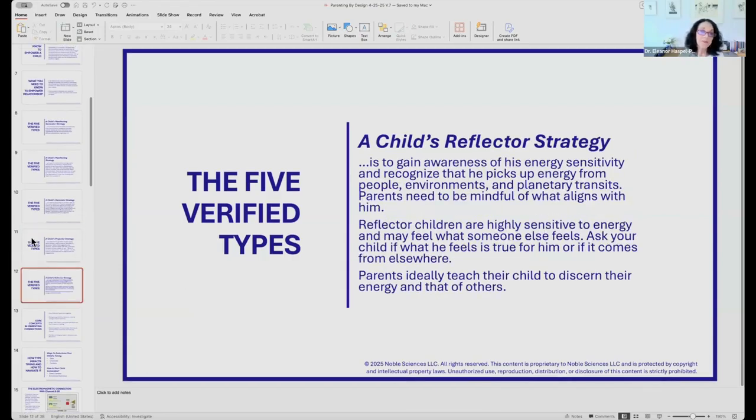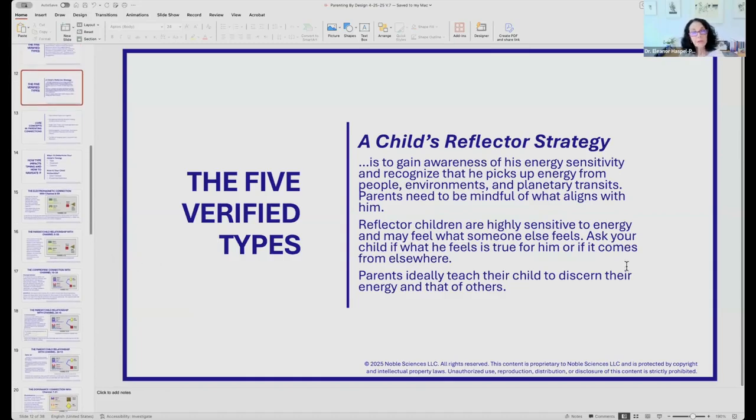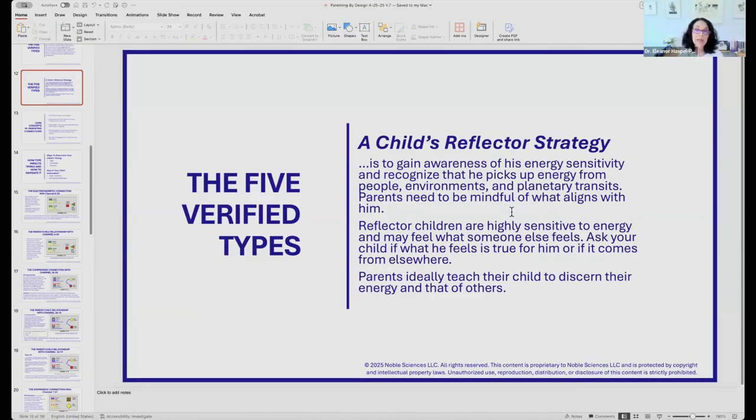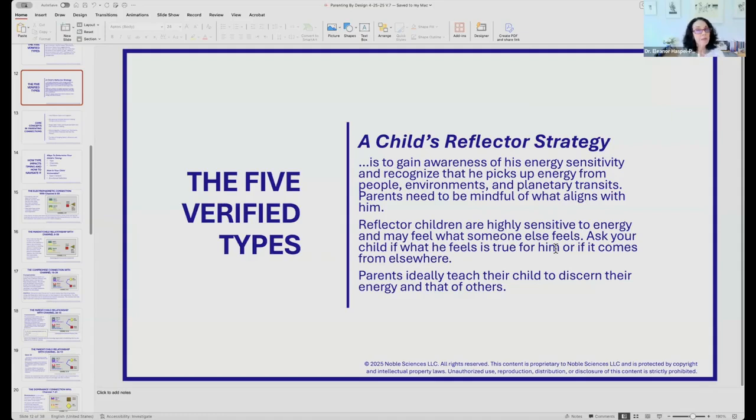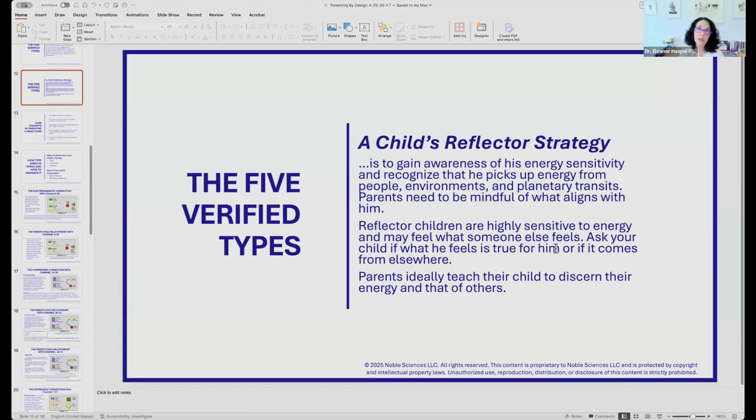A reflector child is very different. The reflector child is picking up energy from all over, very sensitive, and may think that what he's feeling is him, when it's really that he's picking up the energy of the people around him. So reflector children are very sensitive to what other people feel. It's always important to ask a reflector child if what he's feeling rings true for him, or if maybe he's picked up energy from someone else. Teaching a reflector child that he may be picking up energy from around him, very important.